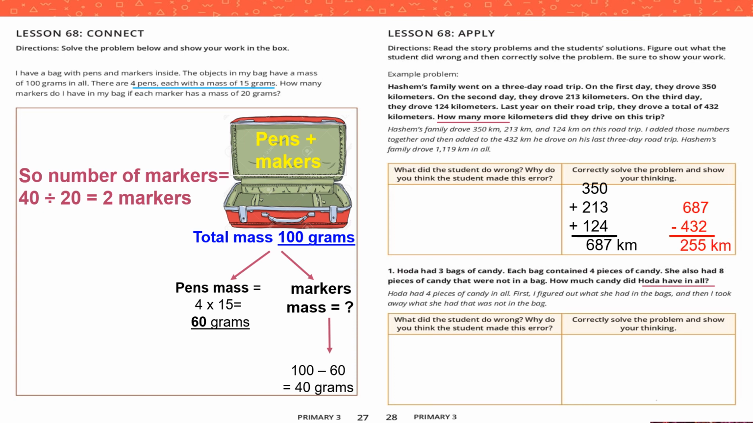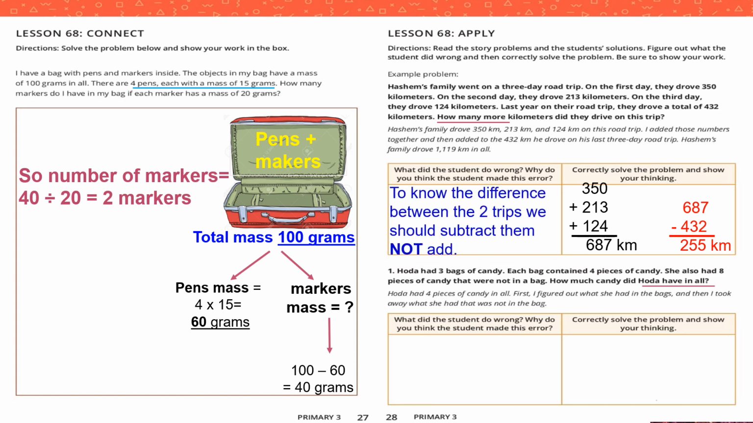So 678 minus 432. We will subtract using ones with ones. 7 minus 2, 5. 8 minus 3, 5. 6 minus 4, 2 kilometers. What the student did wrong: to know the difference between the two trips, we should subtract them, not add them. He added them. So it's wrong, okay?